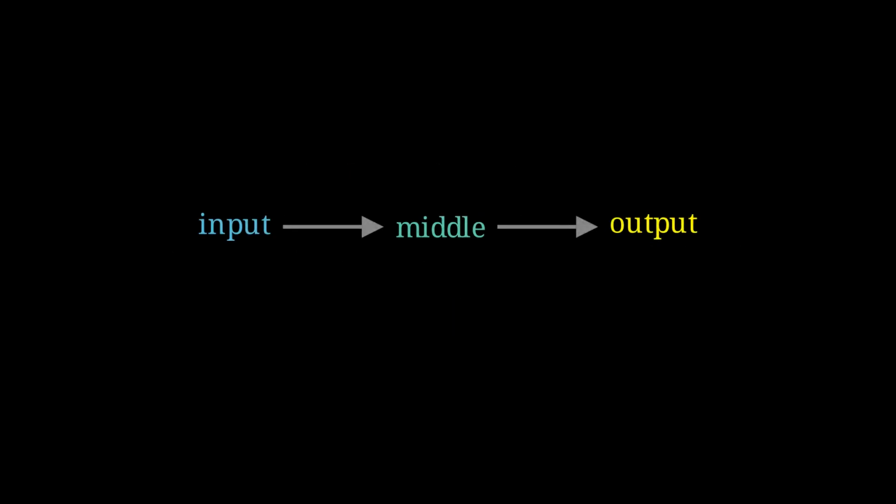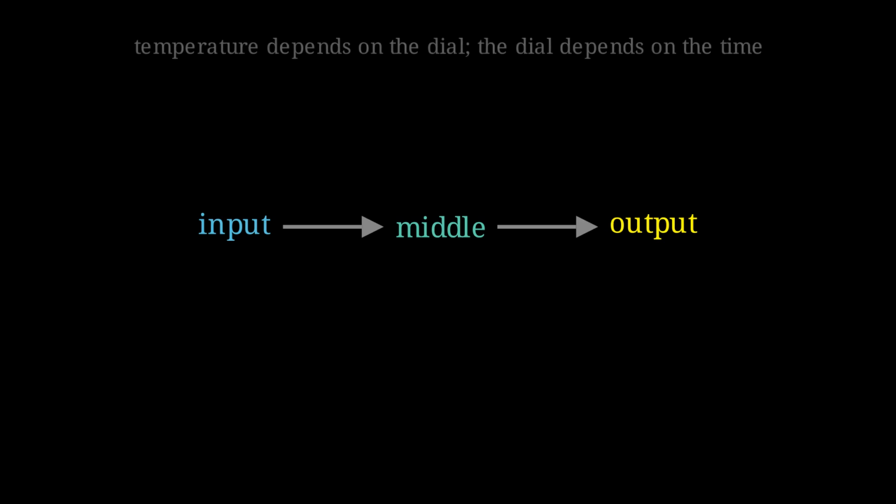A lot of quantities are built in stages. The temperature of a room depends on the setting of a dial, and the setting of the dial depends on the time of day. One thing feeds the next. So here is the question. When the first thing changes a little, how fast does the thing at the end of the chain change?